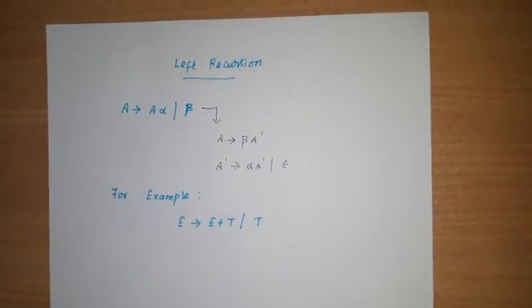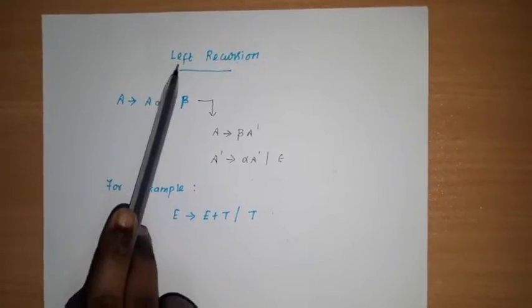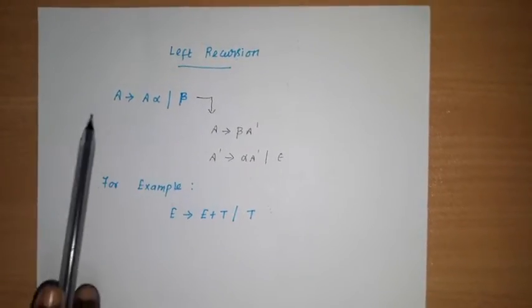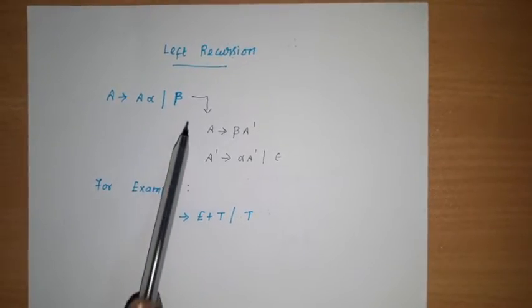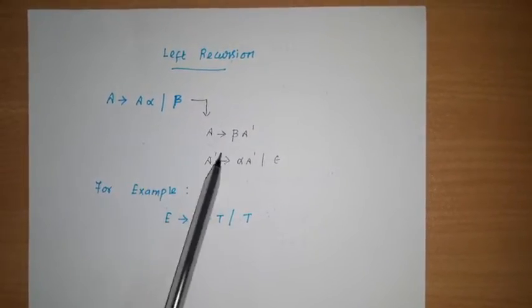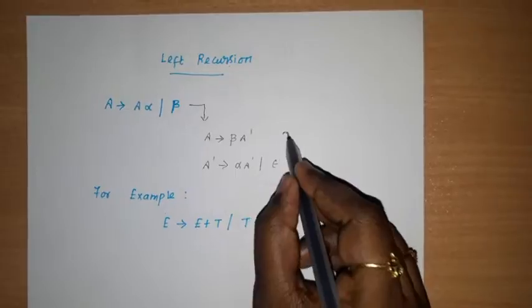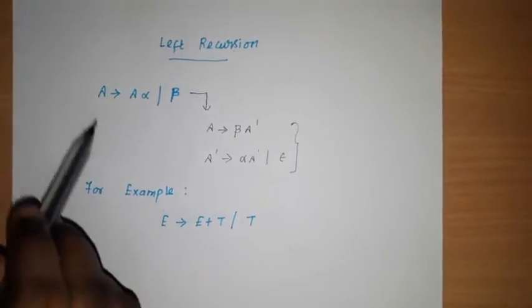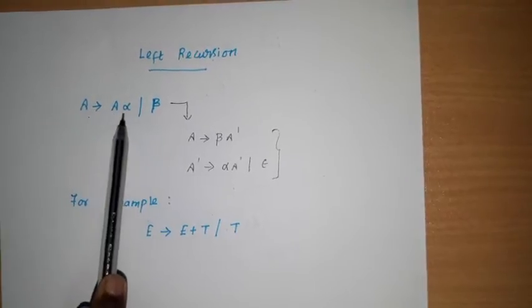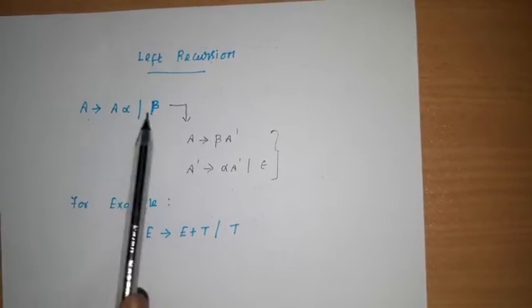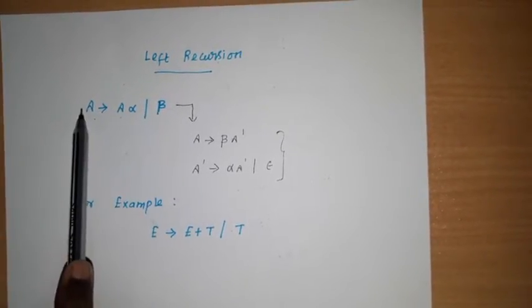So first we are going to discuss about what is meant by left recursion, what is the form of left recursion, and then how we are going to eliminate the form of left recursion by these two rules. It has the form of left recursion. A tends to A alpha slash beta. It is the form of left recursion.